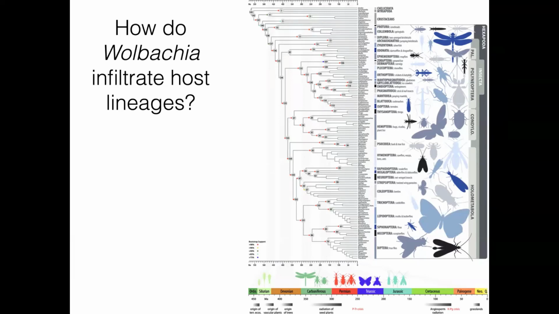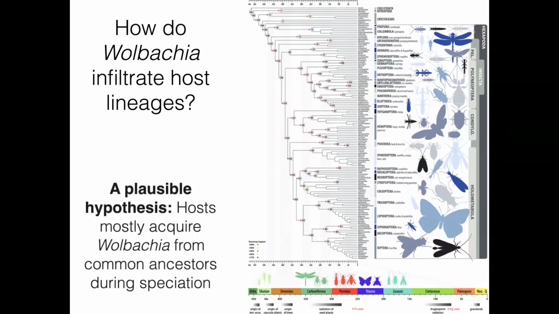So how did all these species get infected? I think a plausible hypothesis, at least about 10 years ago when we started thinking about this, is that hosts probably acquire their Wolbachia on average from common ancestors during speciation. The idea here would be that Wolbachia got into the tree, infected individuals back in the day, and then as hosts diverge and become reproductively isolated, the Wolbachia that they carry also diverge, and then we come back and sample them, and you have sister species with sister Wolbachia that have been co-diverging with them.